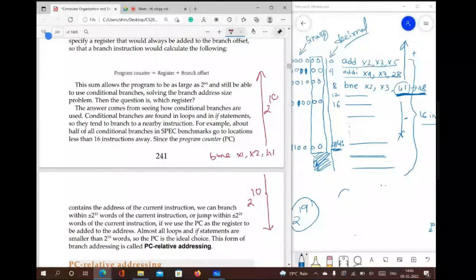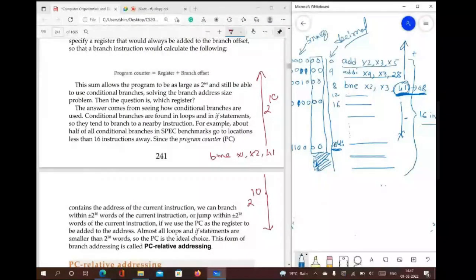Previously I was saying that if L1 represents an address of an instruction, then only 2 to the power 11 instructions are possible in a program. That is not restricted here. Here, for any location of L1, it can jump either 2 to the power 10 up or 2 to the power 10 down. I hope it is clear why 2 to the power 10 up and 2 to the power 10 down.